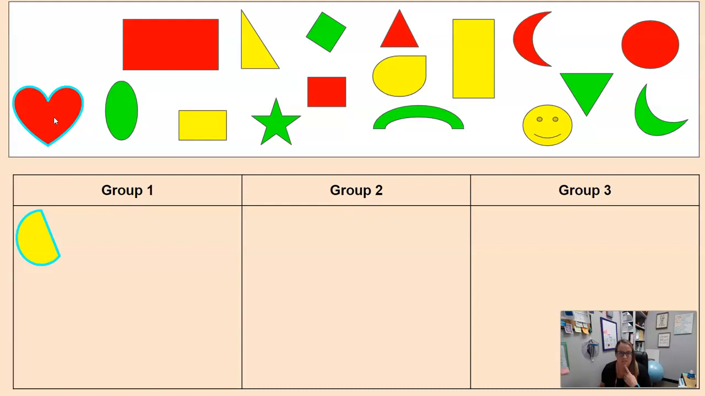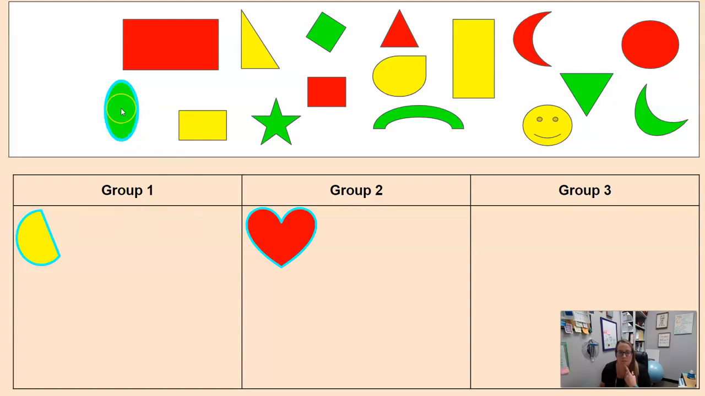So this shape looks like a heart, and it's red, and I see some curvy lines. So do you think it should go in group 1, or do you think we should start another group? I'm going to put it over here in group 2. So this one had a curvy line and a straight line. This one just has a curvy line. This one was yellow, and this one was red. Let's keep going.